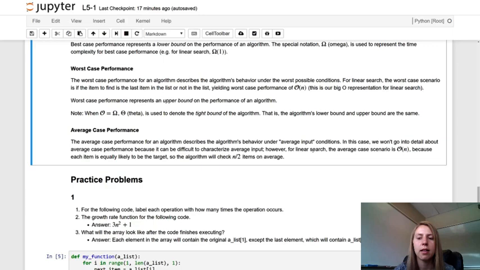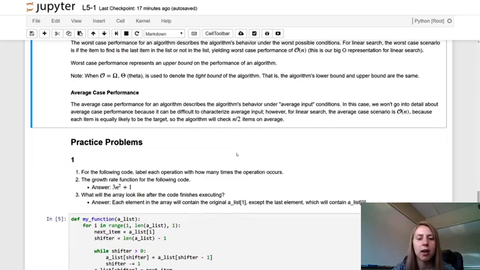We won't go into detail about how to find the average case for an algorithm in this class because input is so varied, so diverse, it is really difficult to mathematically formalize the average case based on all types of input. But for linear search, we can say with confidence that the average case scenario is still a big O of n because each item is equally likely to be the target. So the algorithm will check n over 2 times on average, and n over 2 is still the order, or the dominant term is still n.